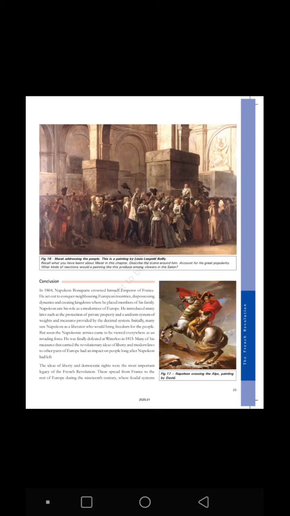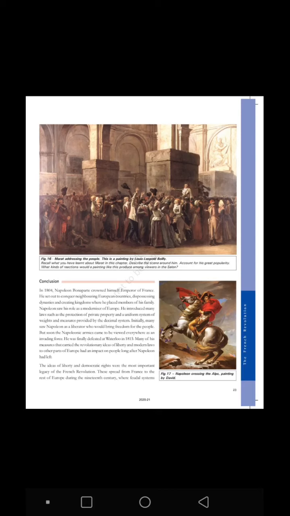Napoleon saw his role as a modernizer of Europe. He introduced many laws such as the protection of private property and a uniform system of weights and measures provided by the decimal system. Initially, many saw Napoleon as a liberator who would bring freedom for the people. But soon the Napoleonic armies came to be viewed everywhere as an invading force.